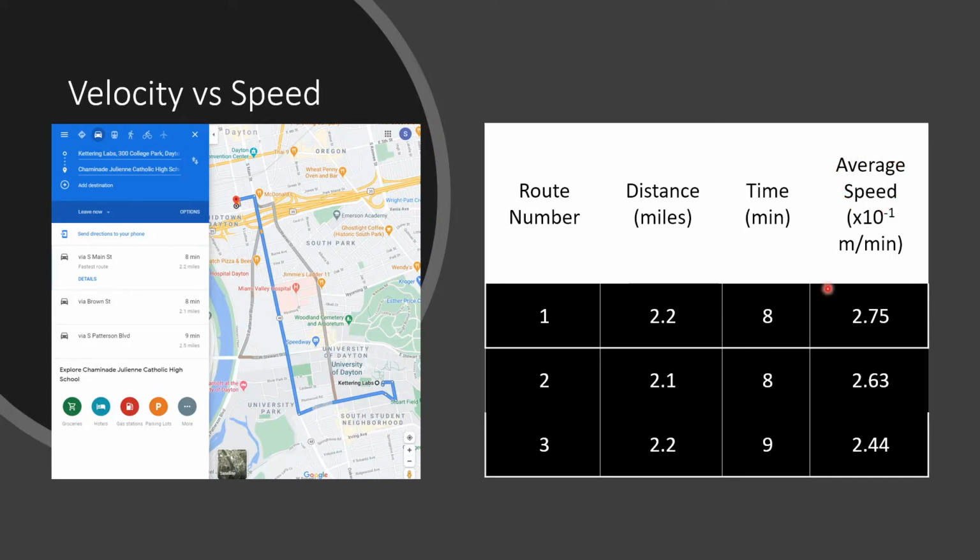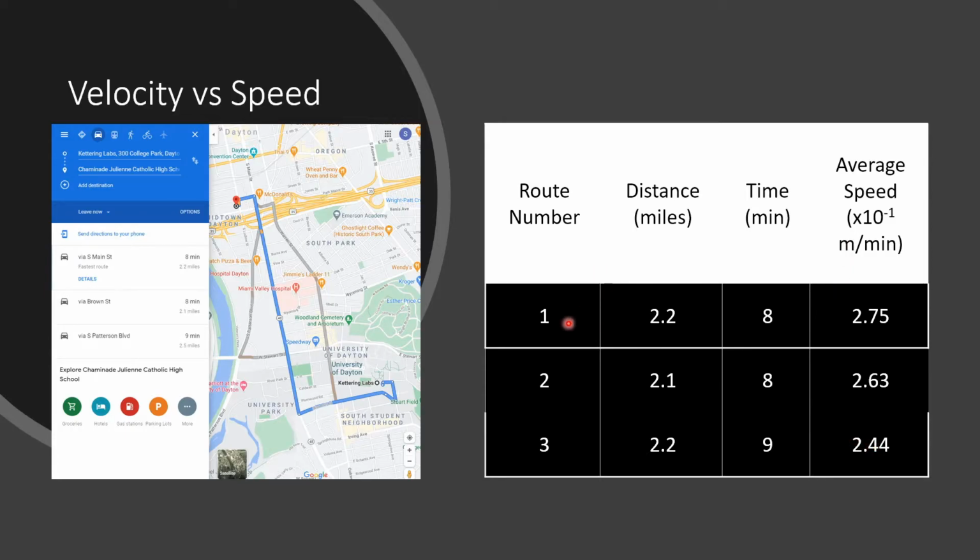My average speed here is going to be 2.75 times 10 raised to the power negative 1, just note this down, miles per minute. This is another way of writing it. I'm using scientific notation here, and my answer is up to 2 decimal points. Because 2.2 is smaller than 8, my answer cannot be larger than 2.2 here. But make a mental note that I'm writing it differently, and it's one way to write what your answer is going to be.